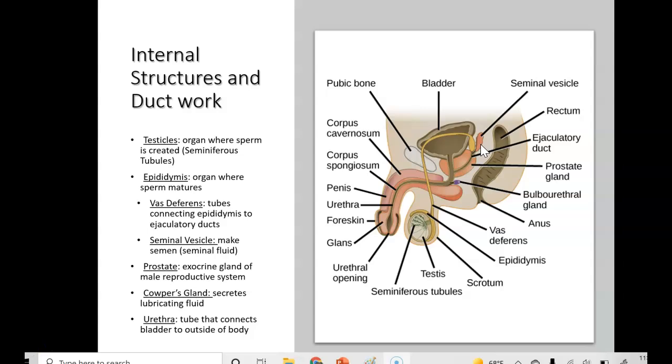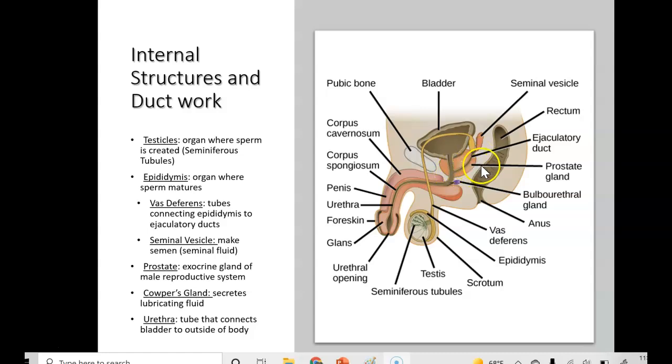So the seminal vesicles right here, there's actually two of them, the paired seminal vesicles. They contribute about 60% of the semen volume. So seminal vesicle fluid is going to contain a lot of fructose, which is a sugar that helps nourish the sperm. It helps the sperm generate ATP and gives it the energy it needs to move through the reproductive tract. So at this point in time, the fluid is now going to contain both sperm and seminal vesicle secretions. It's then going to move into the ejaculatory duct, which is right down here.